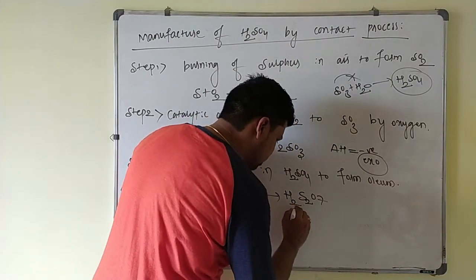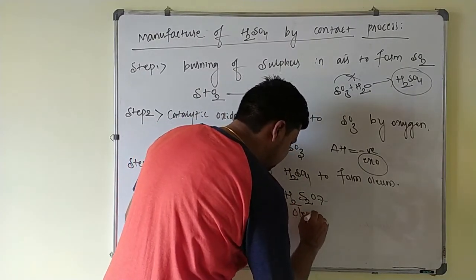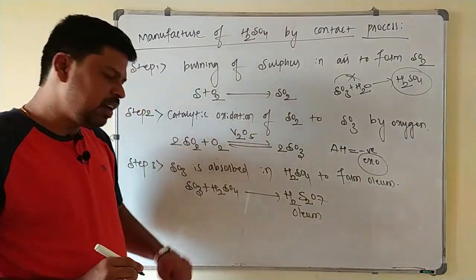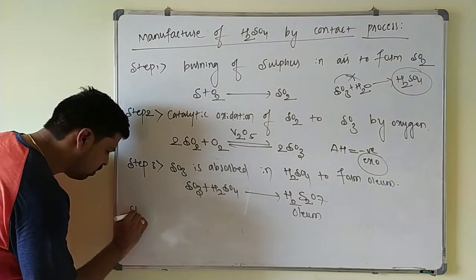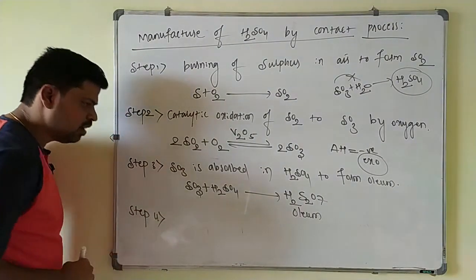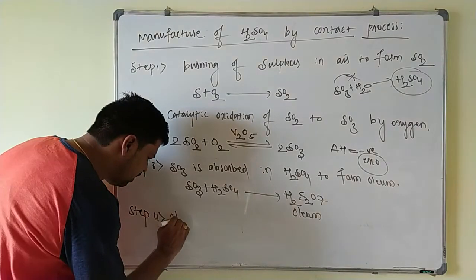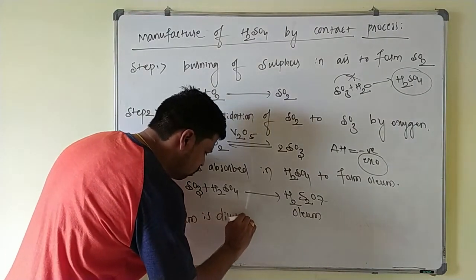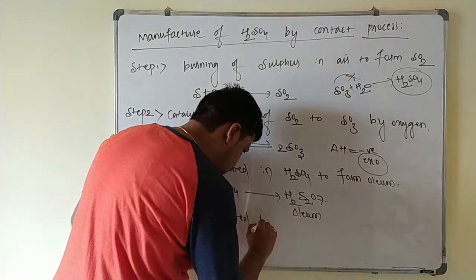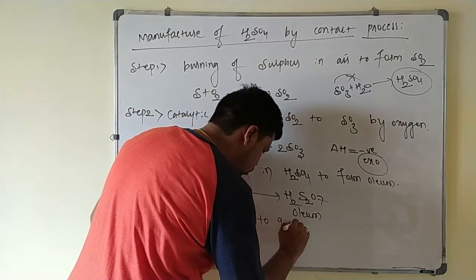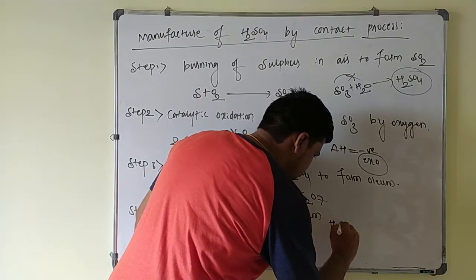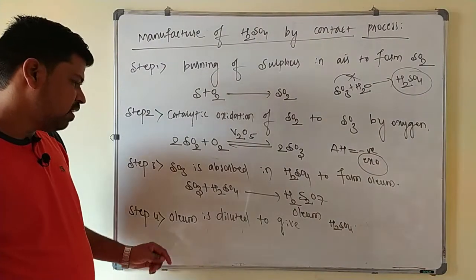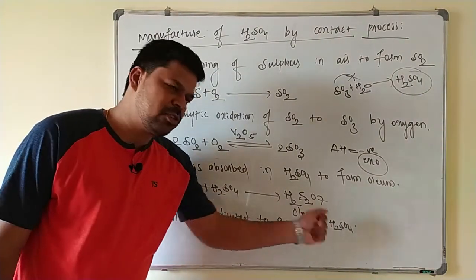H2S2O7. This is the formation of what? Oleum it is. Okay. Then this oleum is diluted to the required quantity to give the H2SO4. That is step 4. In step 4 what happens? Oleum is diluted to give H2SO4 of the required concentration. Okay, as per requirement, that oleum is diluted to get the H2SO4.